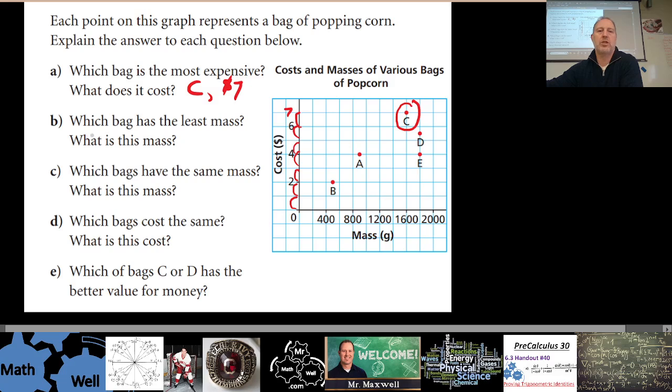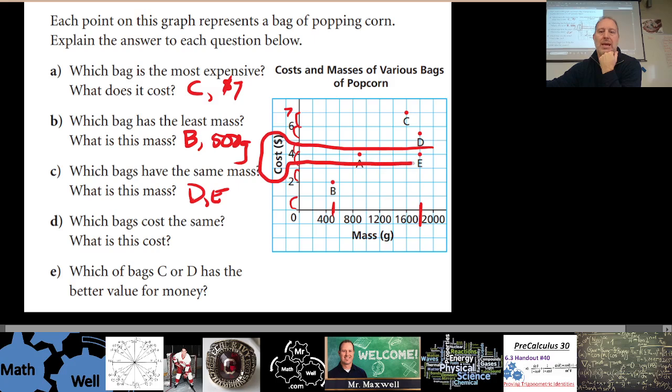Okay? Which bag has the least mass? The least mass, yeah, the smallest bag is the smallest number. B, what's its mass? We already talked about that. 500 grams. Which bags have the same mass? Ah, very good. D and E, because they have the same mass, which is this mass right here. So D, comma, E. Which bags cost the same? Are there any that cost the same? Very good. Cost would be this axis here. So there's A and E cost the exact same. Okay? A and E.